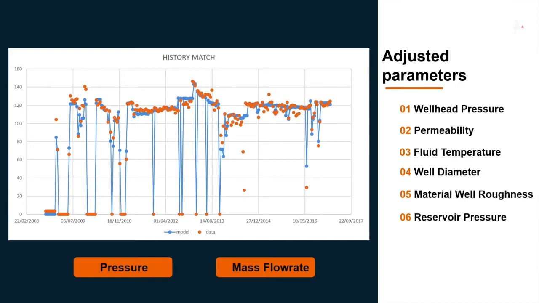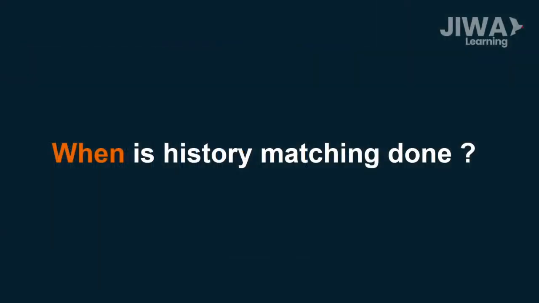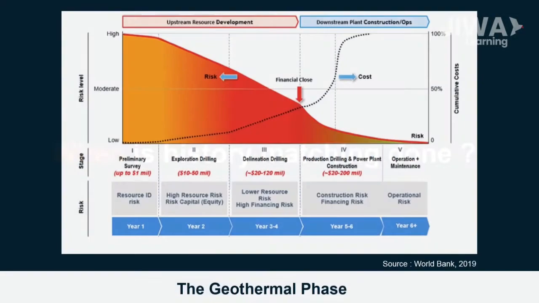The objective of history matching is minimizing the differences between the observed data and the model, so that we can produce credible and reliable predictions for business practice. Then, when is history matching done? In the geothermal phase, there are 5 stages: preliminary survey, exploration drilling, delineation drilling, production drilling and power plant construction, operation and maintenance. History matching is performed in the operation and maintenance phase.